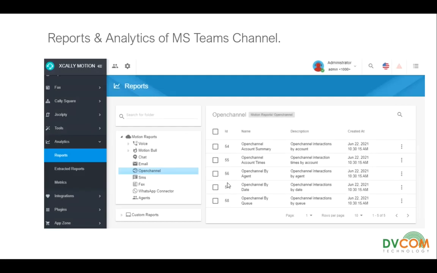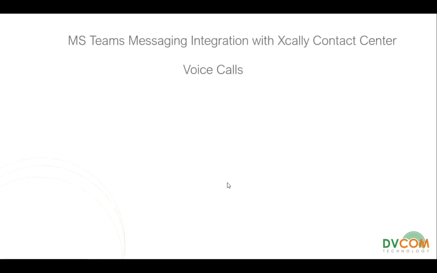When it comes to reports, with the open channels, Xcali also gives you complete reports and analytics of the Microsoft Teams channel, that is, the conversations that happened with the contact center agent. You can see the chats and communication performed by the agent, date-wise, queue-wise, summaries, etc. Everything you can extract from there, whatever communication happened with the Microsoft Teams user. And now the question comes for the voice integration.